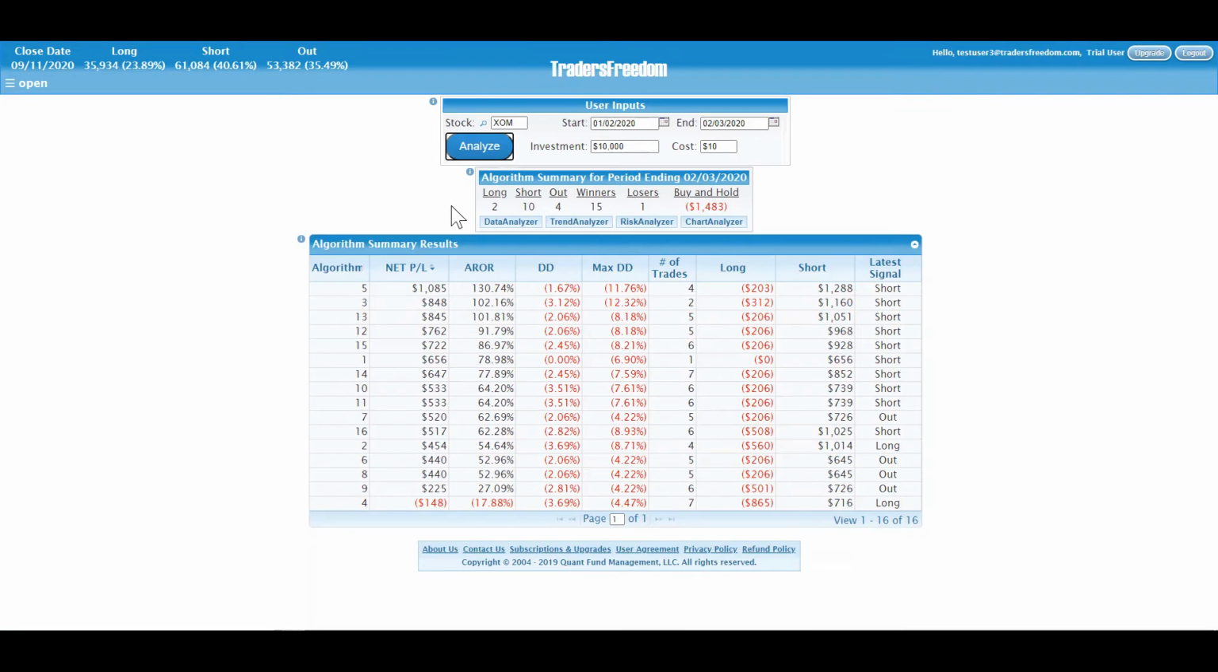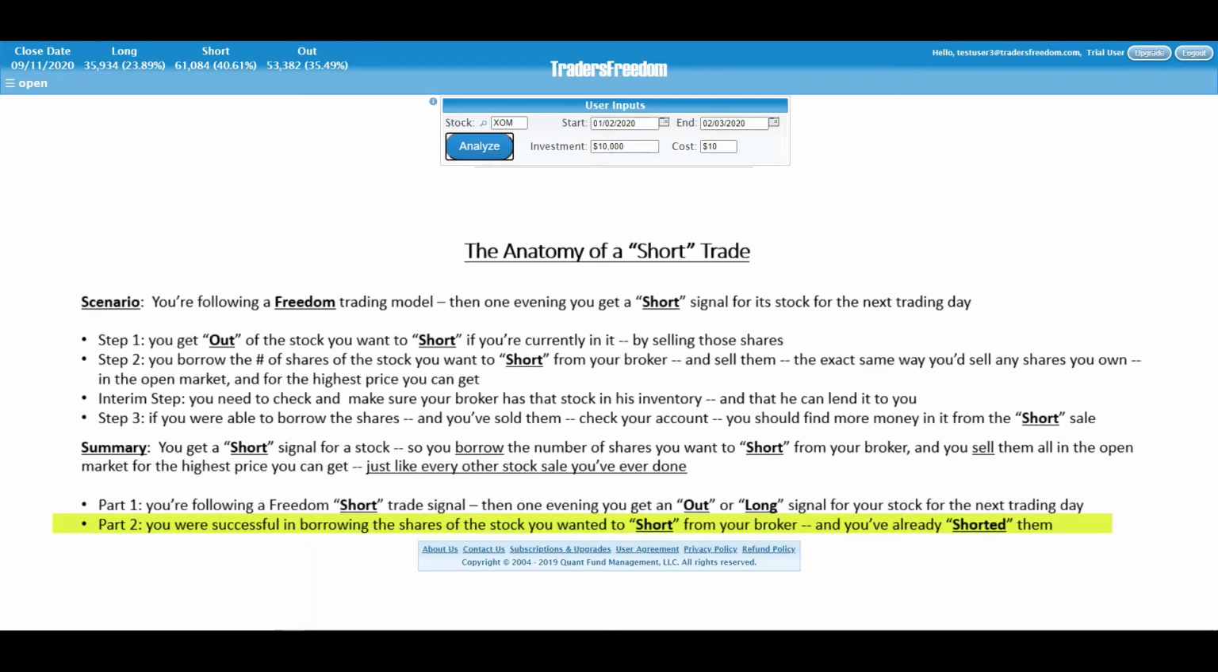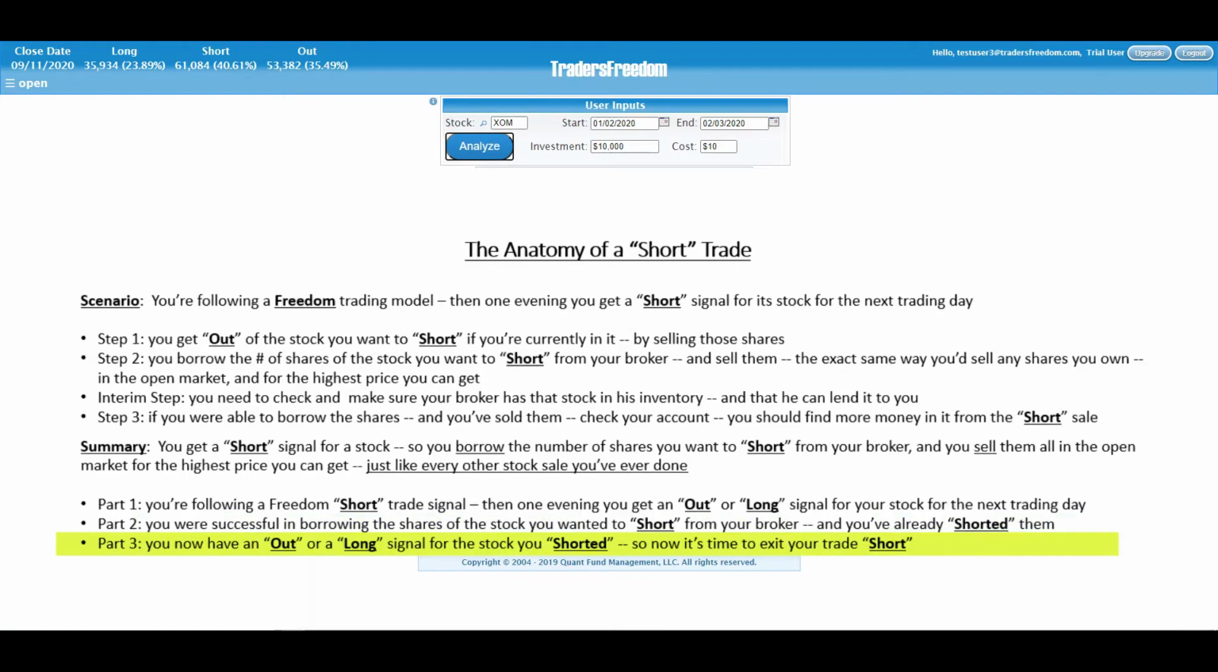Now, for the maybe not so easy part to explain, which if we do this right, hopefully you'll see really isn't that difficult at all. Part number 1. We assume that you are able to borrow the shares of the stock you want to short from your broker, and that you've already sold them into the open market and got the highest price you could get. Part number 2. At some point, you're going to get an out or a long signal, meaning it's time to exit that short trade.